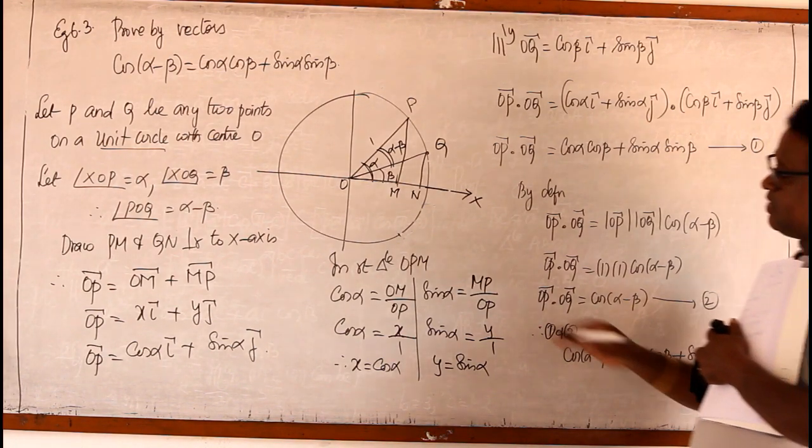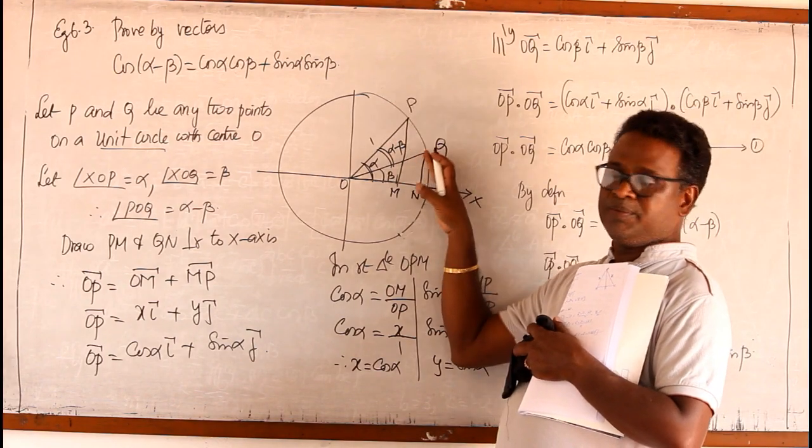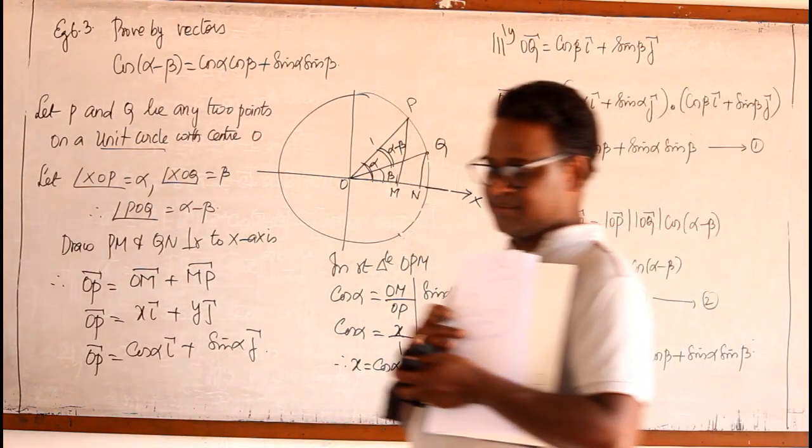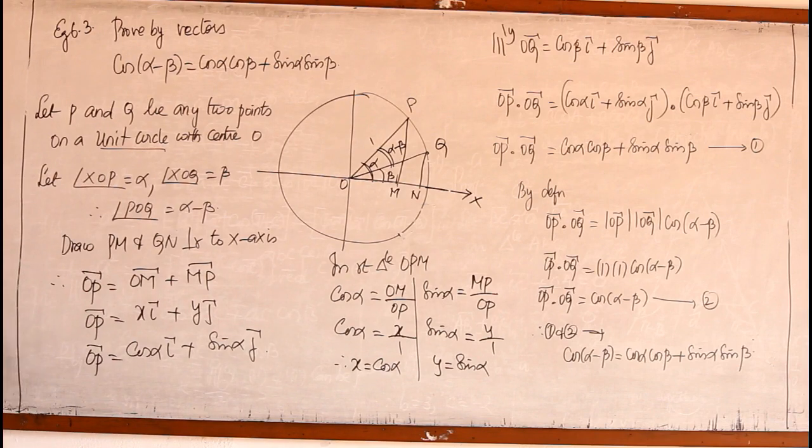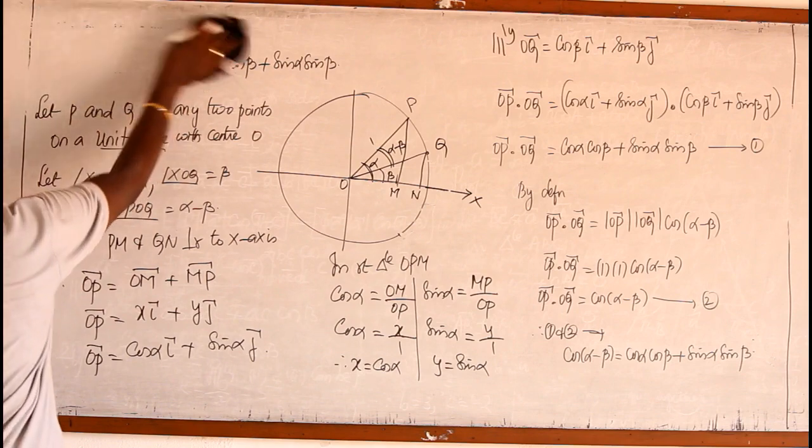So in order to get alpha minus beta, we must take both P and Q to be in the first quadrant. So this is an important problem, and we have proved cos(alpha minus beta) as cos alpha cos beta plus sin alpha sin beta using vectors. Now, next problem.